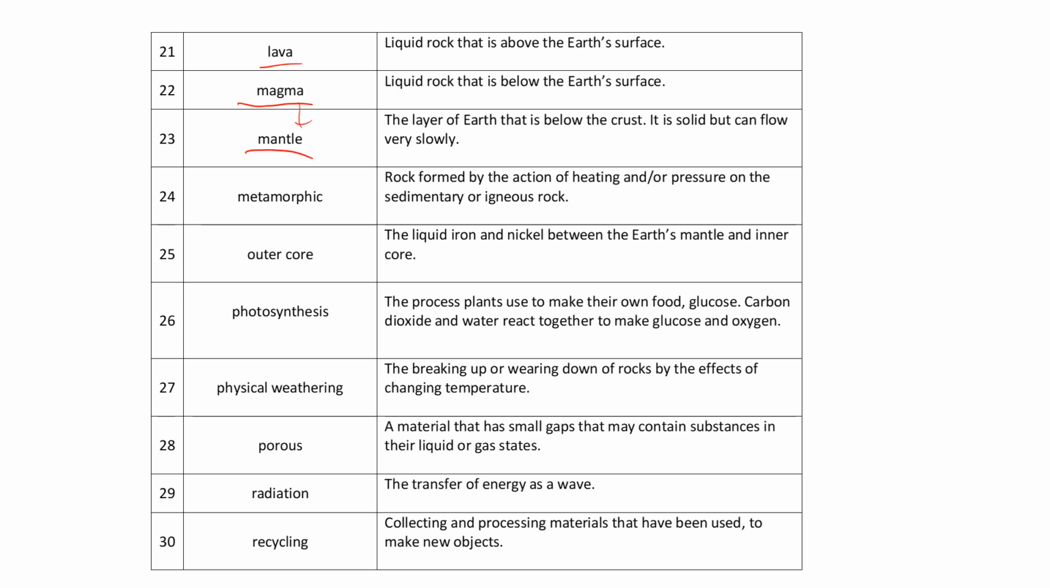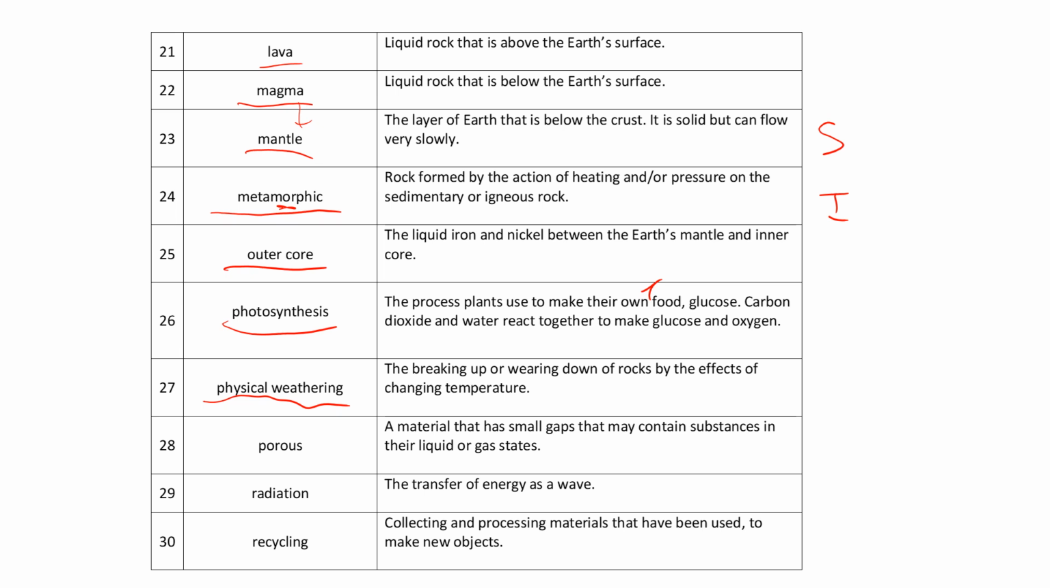Rock formed by the action of heating and pressure on sedimentary rocks or igneous rocks. So you've got your sedimentary rock, you've got your igneous rock, they get ridiculously heated up and pressured and they become metamorphic. Morph means change. The liquid iron and nickel between the Earth's mantle and the inner core is the outer core. The process plants use to make their own food, okay, make their own food, photosynthesis. The breaking up or wearing down of rocks by the effects of changing temperature, physical weathering.